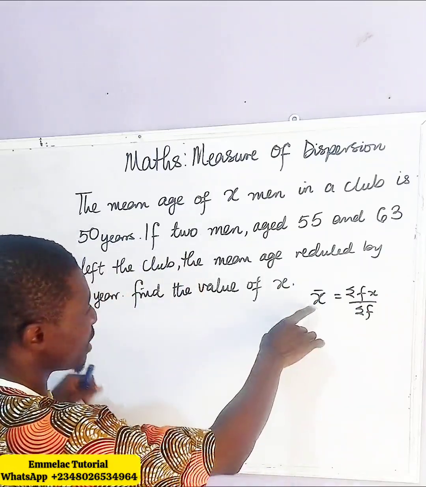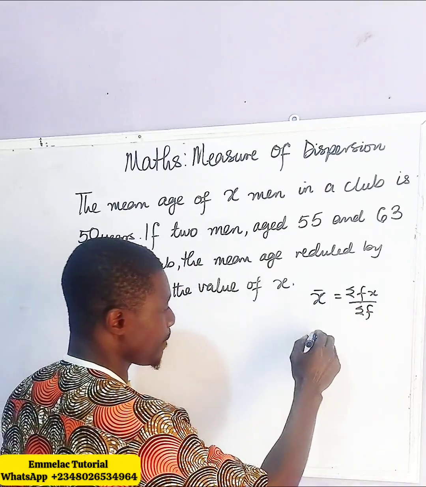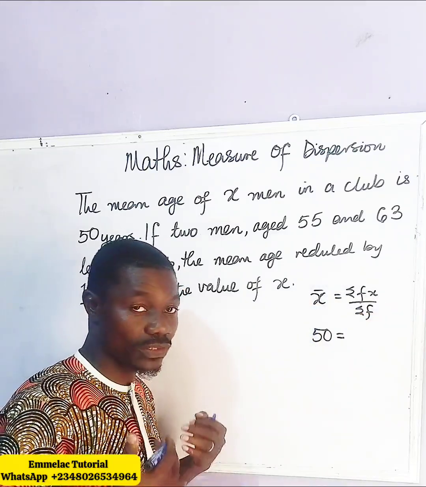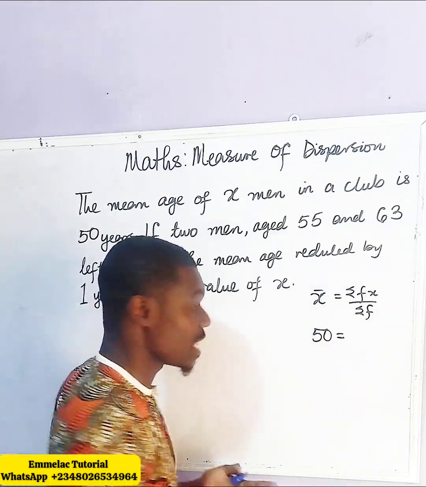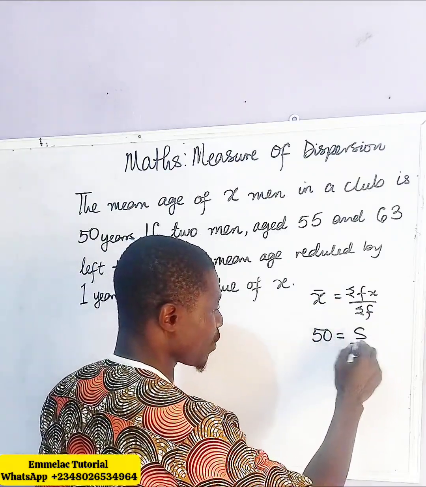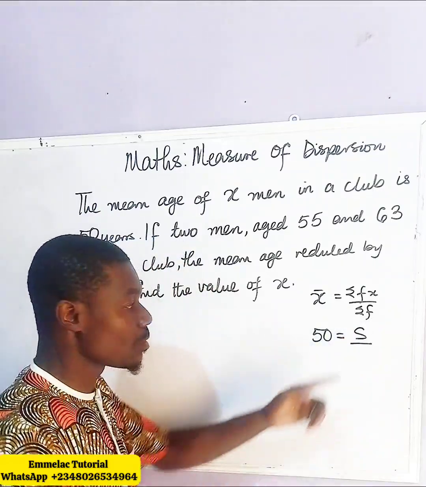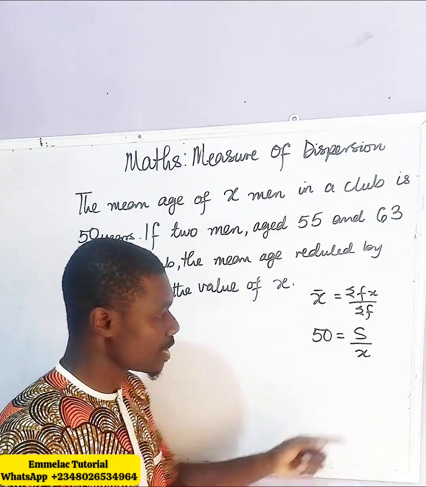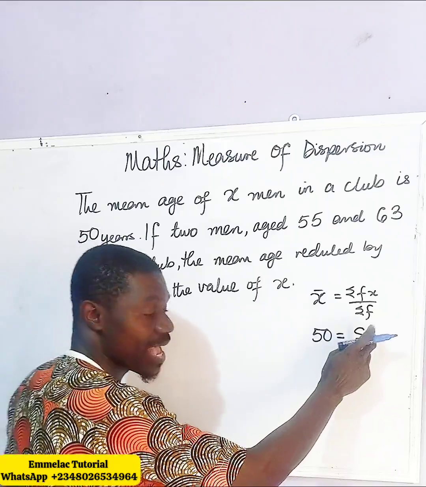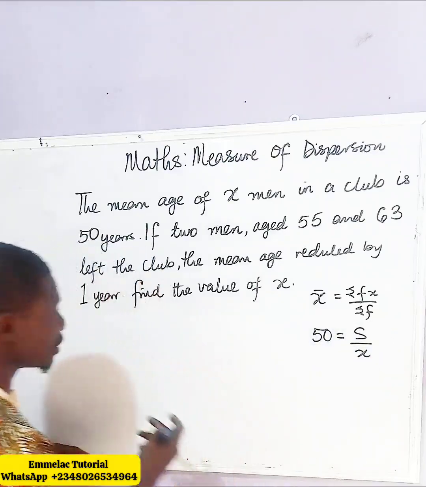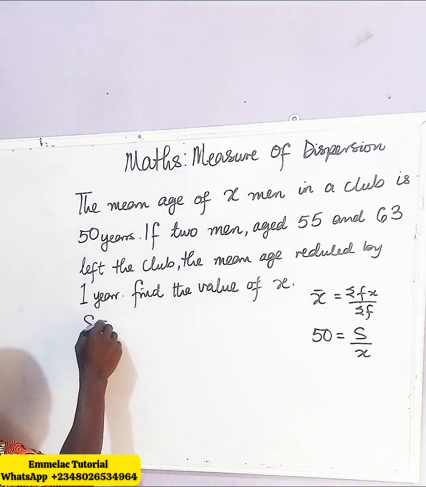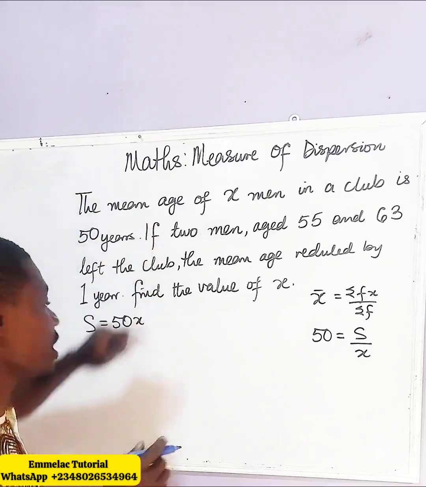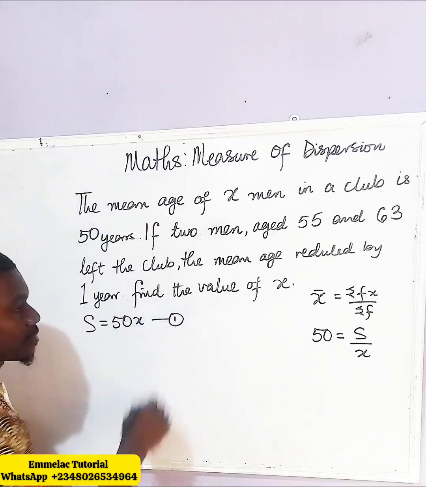But we are given that the mean is 50, so let us say 50 here equals, the whole of this we don't know, so let us represent it as capital S, all over the total number of men, which is x. So at this point let us make S the subject of the relation, so we can say that S equals 50x. Because this is the first sentence, let us make it equation 1.